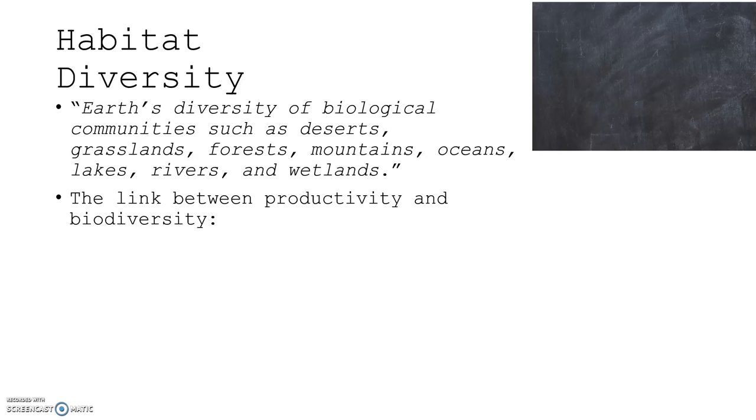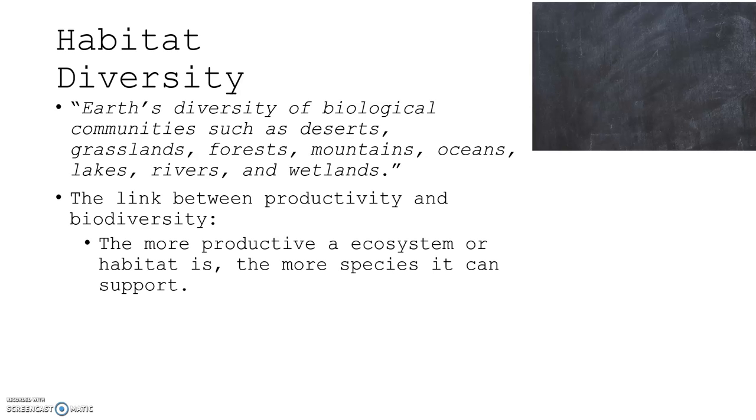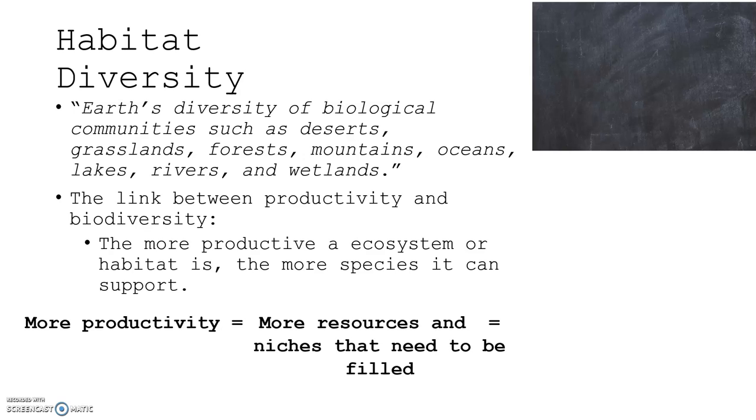And then the link between productivity and biodiversity is that the more productive an ecosystem or habitat is, so the more stuff that it's producing, more primary producers, the more species that it can support. More productivity gives more resources and more niches that need to be filled, and therefore can lead to more species diversity. If we have more things on the lowest trophic level, we can support more things on the higher trophic levels. Let's look at some vocab.